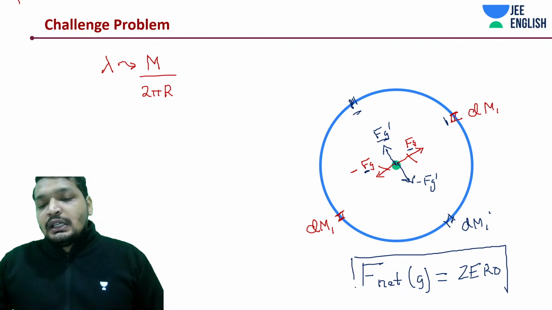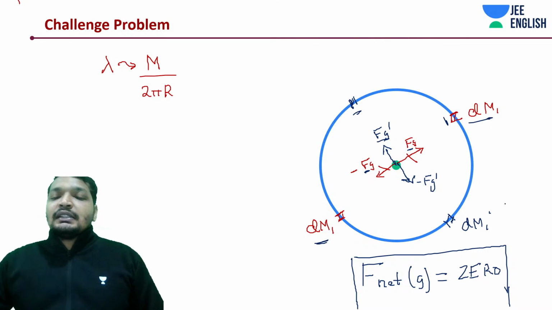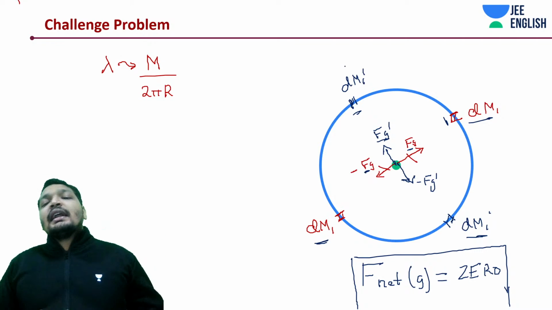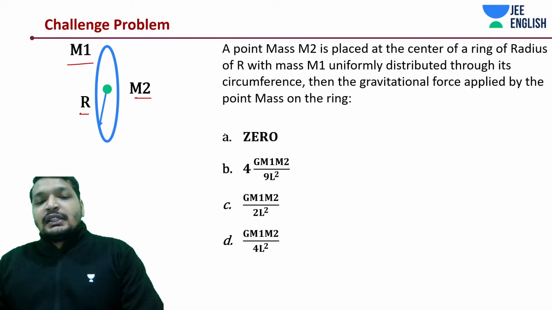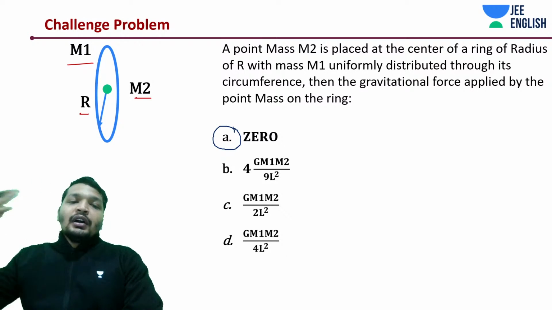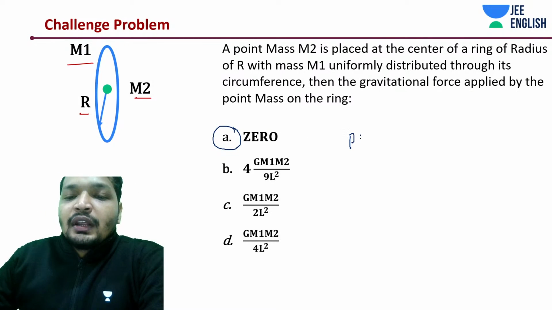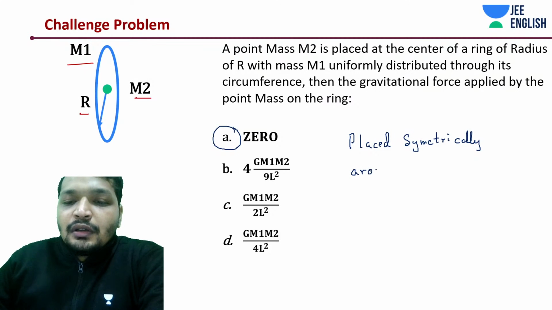So you can see there would always be a symmetrical mass which would cancel out the attractive force of another symmetric, opposite mass. So here lies the concept: placed symmetrically around which kind of mass distribution? Uniform mass distribution.